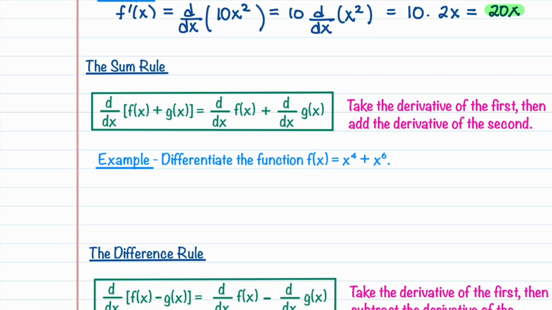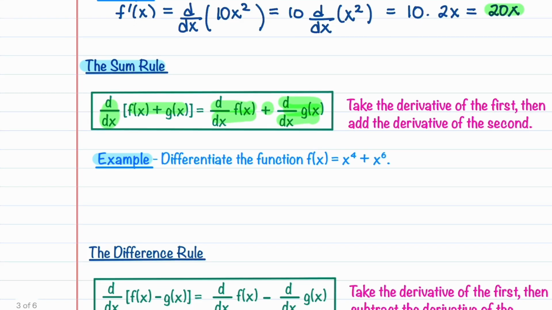Let's now look at the sum rule. The sum rule tells us that when we're taking the derivative of two functions added together, all we're going to do is take the derivative of the first function and then add the derivative of the second function. Let's look at an example. In this example, we are going to differentiate the function f of x is equal to x to the fourth plus x to the sixth.